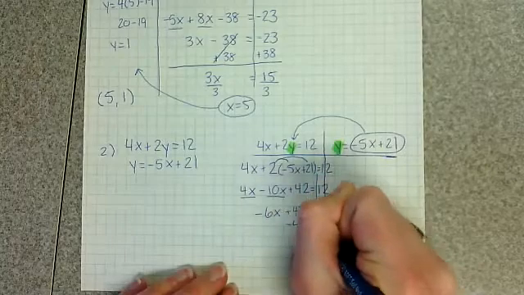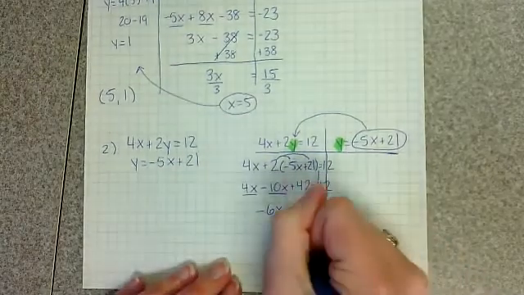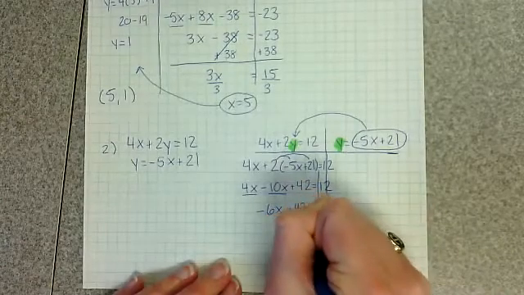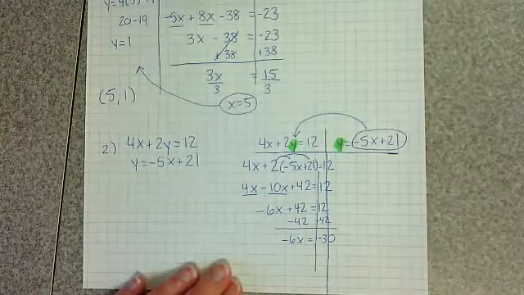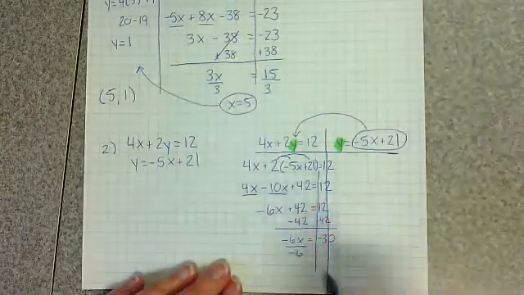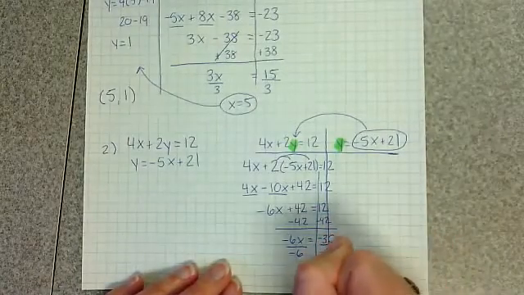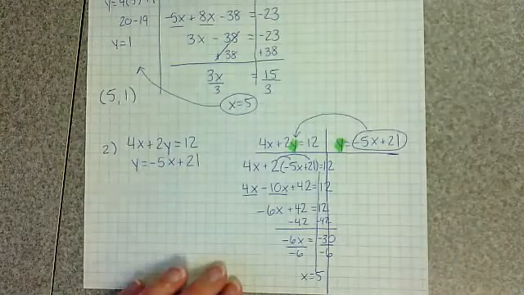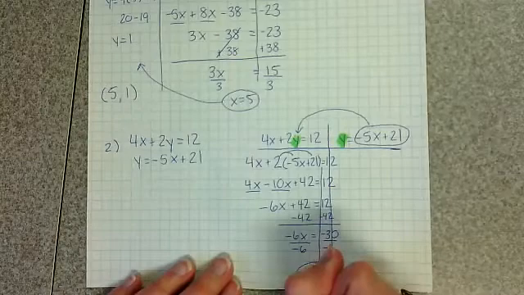Minus 42, minus 42. Negative 6x is equal to negative 30. Divide by negative 6. Please don't forget your negative sign. Divide by negative 6. X is equal to 5. Hey, we know what x is. Let's find y.